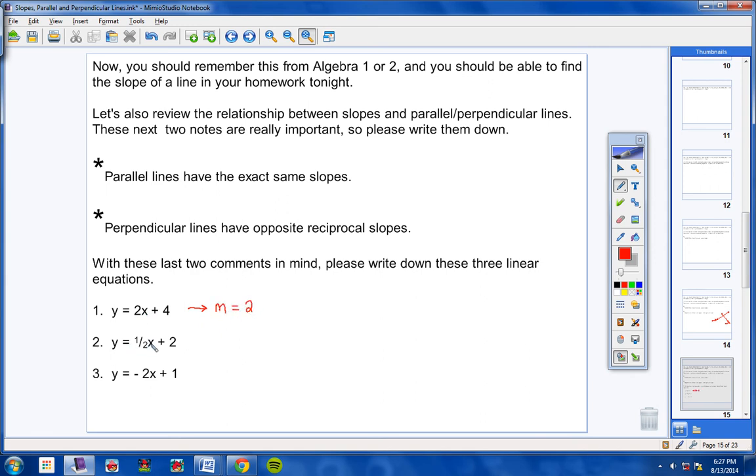What is the coefficient of your x here? 1/2. So the slope of line number 2, or linear equation number 2, is 1/2. Now, what is the coefficient of x here? Negative 2. So what is the slope of this linear equation? Negative 2. Now, here's my question for you. Let's see if any of these lines are parallel or perpendicular. We're going to call them line 1, line 2, and line 3, for obvious reasons.